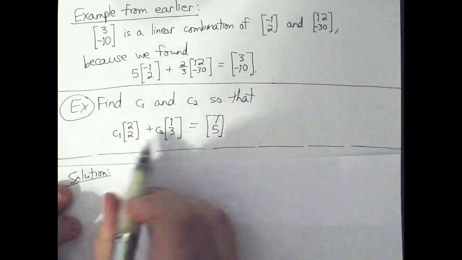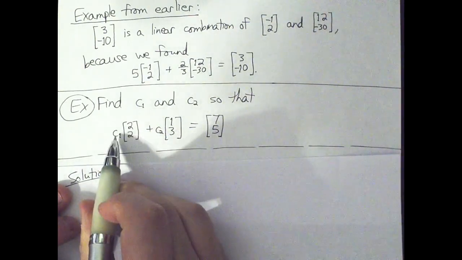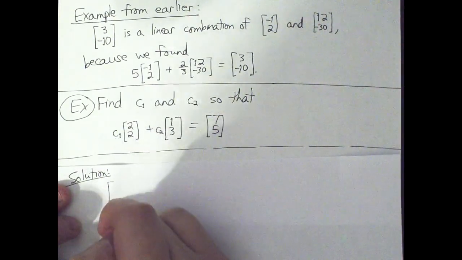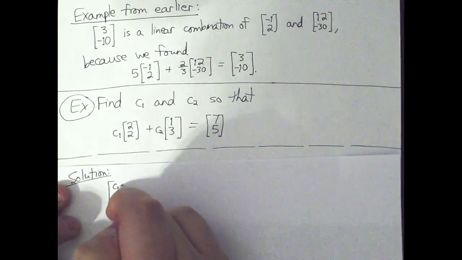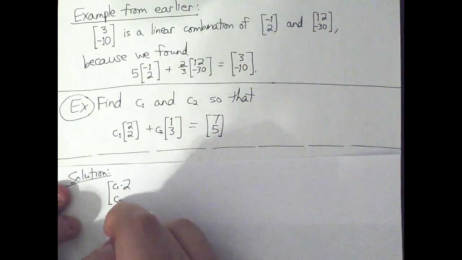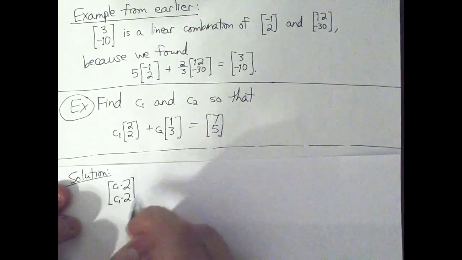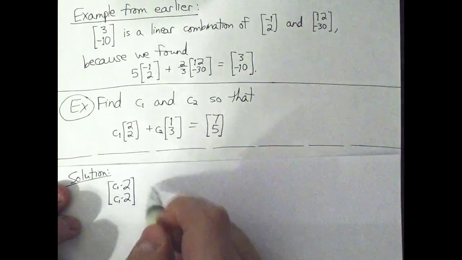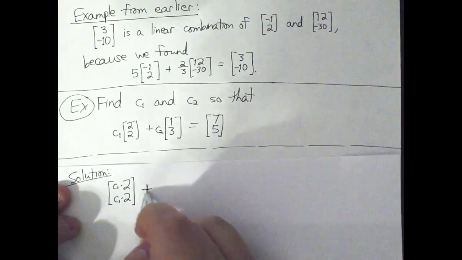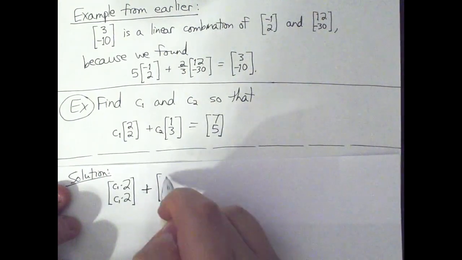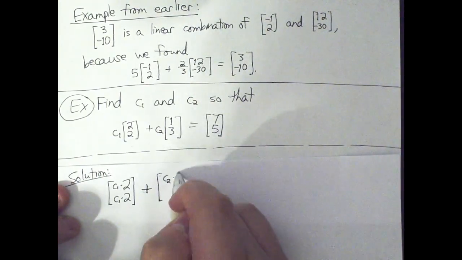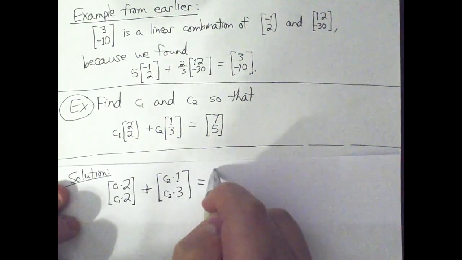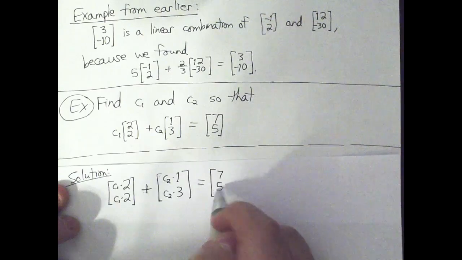Well, we could take the way this is written, and say C1 times 2, 2. We know what that means. That means C1 times 2, C1 times 2, right? A scalar multiple means you multiply C1 times each entry. And the same thing over here: C2 times 1, C2 times 3. And we want this to equal 7, 5.